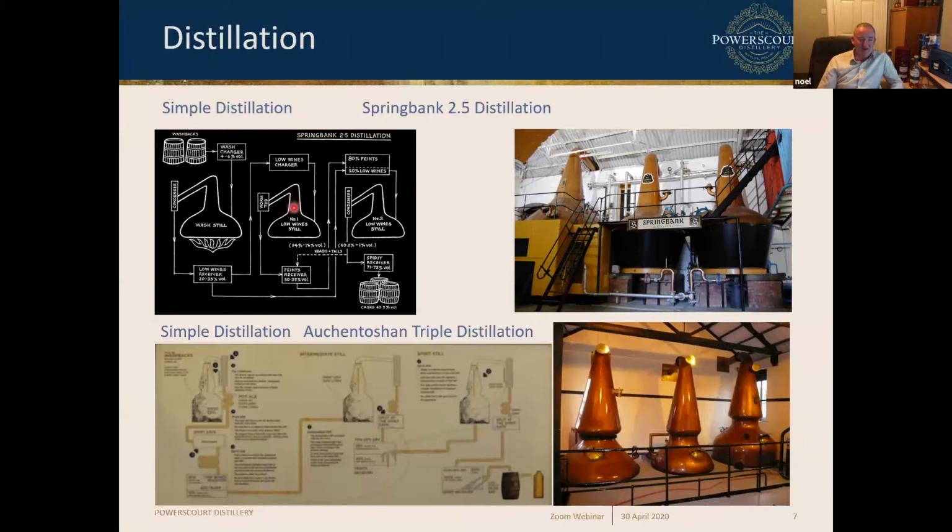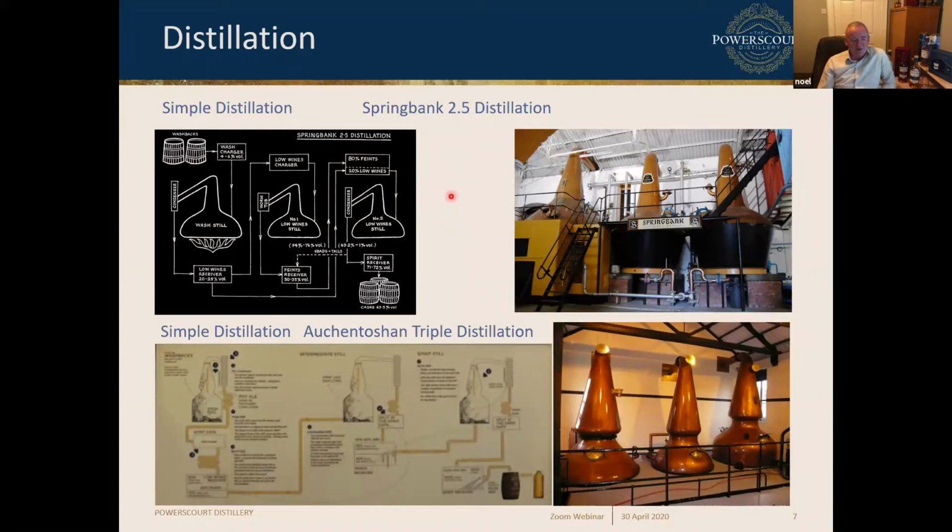So that part of the distillation is triple distilled, but because the low wines is only once distilled in the other schematic, you can only claim to do 2.5 times distillation. Now, this system can give you different combinations of flavors in both the heads and tails, and obviously again in the spirit.